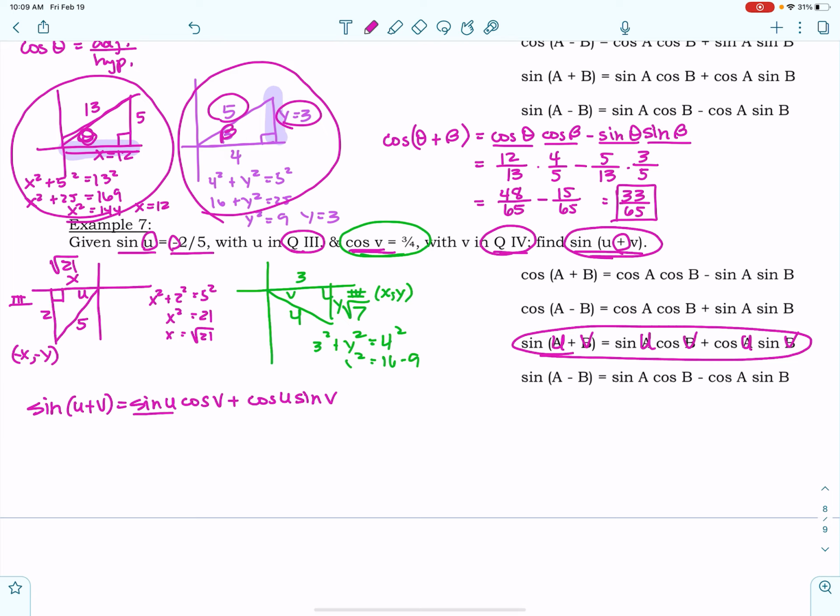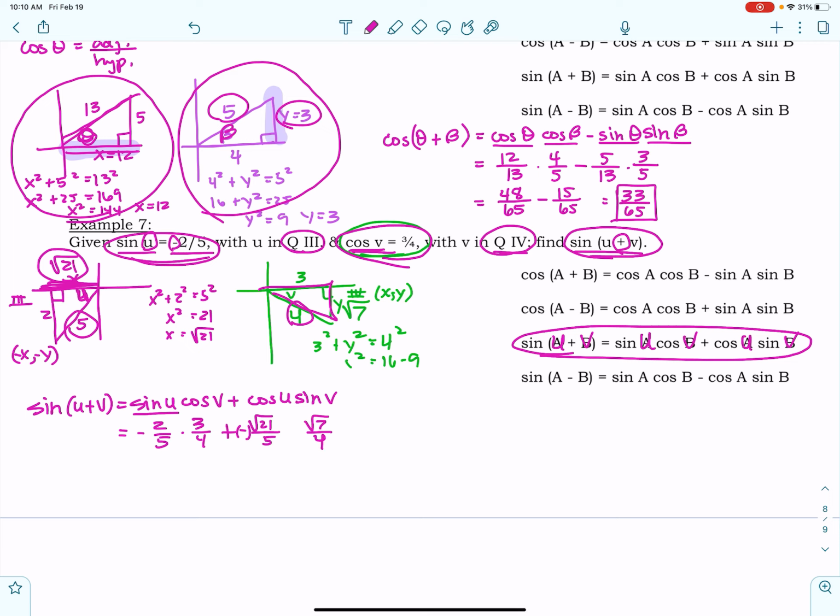All right, so now I'm going to replace sine of u with the sine of u I was given. It's negative 2/5. Cosine v, of course, I was given that as well. It's 3/4 plus cosine u. So u's over here, cosine's right here, so it's going to be adjacent over hypotenuse, so that is going to be radical 21 over 5. But remember, this is quadrant 3, so this is a negative right here. Sine of v, I'm using this triangle for that. So sine of v is opposite, so that's radical 7 over hypotenuse, which is 4. And again, this is going to be a negative because y, remember, is sine. So this is also a negative.